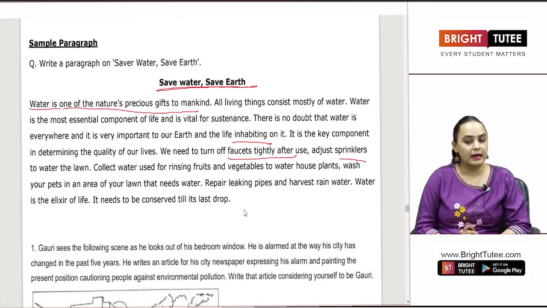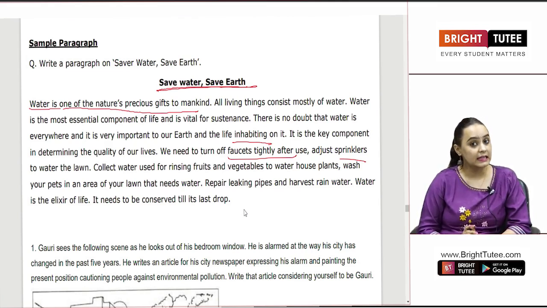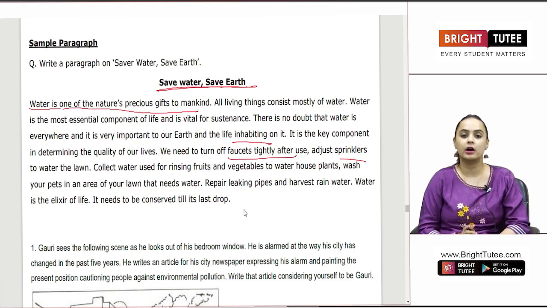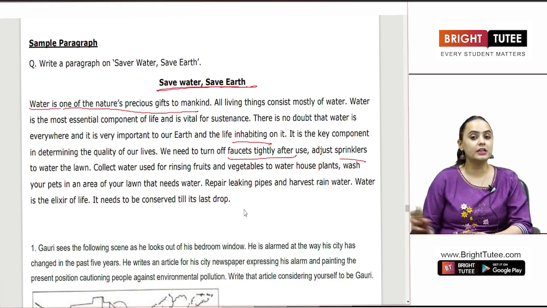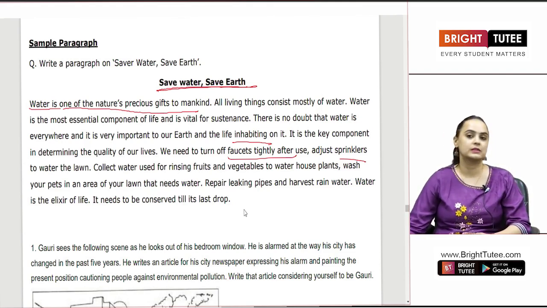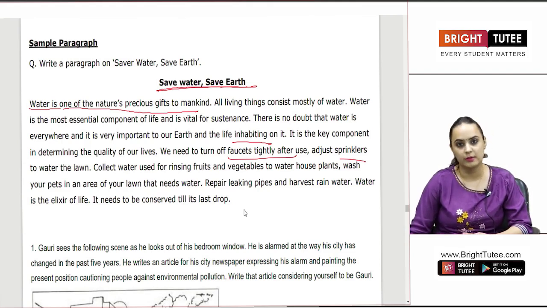Repair leaking pipes and harvest rainwater. So, whatever pipes are leaking, they should be repaired. And rainwater harvesting is something which should be promoted among the people on a large scale. Making sure that the rainwater is collected and is used wisely can actually serve maximum purpose and can solve the maximum problem.